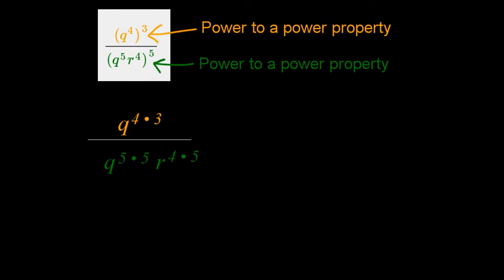So now we have q to the 4 times 3 in the numerator, and q to the 5 times 5 in the denominator, r to the 4 times 5 in the denominator. So we're going to go ahead and simplify that. So that equals q to the 12th over q to the 25th, r to the 20th. However, Khan Academy wants everything in the numerator, so we have to move the green numbers to the numerator.